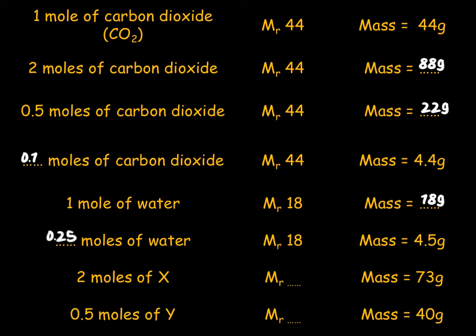For the last 2 questions, we've been given 2 made-up elements, and we have to work out their MR. Obviously, usually we would use the periodic table for this, but this is showing that we can rearrange this equation. So this time, to work out our MR, we need to do the mass divided by the moles. So we have 73 divided by 2, giving us an MR of 36.5. And then finally, we have a mass of 40 divided by 0.5 moles, giving us an MR of 80.